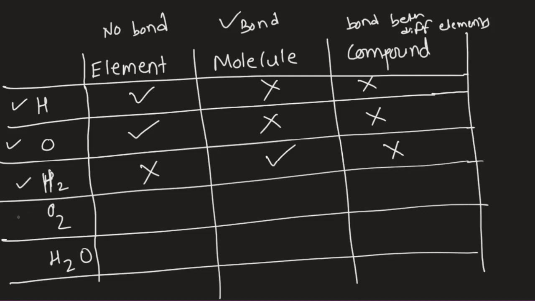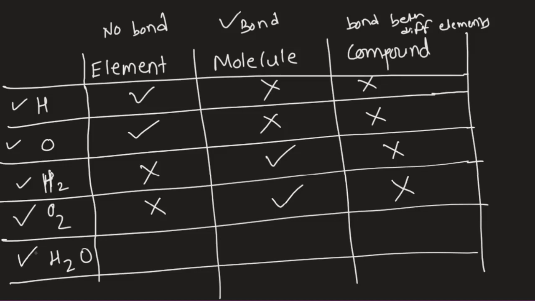Let's take another example, oxygen molecule. Is it an element? No, because there is a bond involved. Is it a molecule? Yes, because there is a bond. Is it a compound? No, it is not a compound because we need a bond between two different types of elements. Here there is a bond between atoms of the same type, oxygen. It's only oxygen involved here, and that's why it's not a compound.